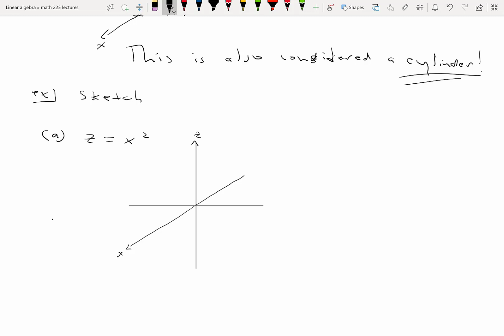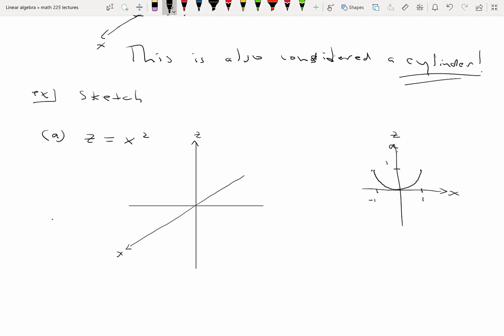So what does this look like, and how do we draw it in the xz plane? Well, here's the xz plane moved off to the side. This parabola should be automatic to you. Z equals x squared looks just like y equals x squared, except it's in the xz plane instead of the xy plane. It goes through the point x equals 1, z equals 1, x equals negative 1, z equals positive 1, and does that.